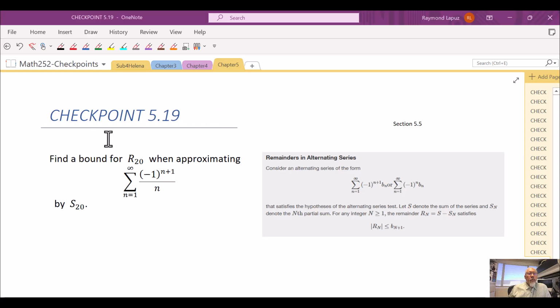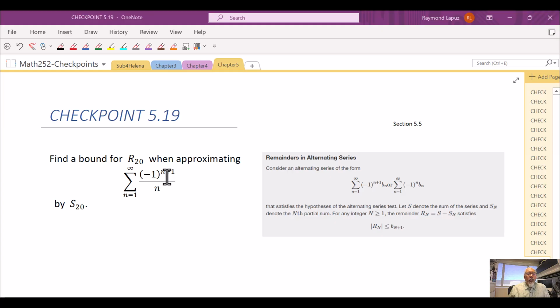In this video we'll be looking at checkpoint 5.19 coming from section 5.5, the alternating series test. And we are asked to find a bound for R20, that's the remainder after 20 terms, when approximating this series, the series from 1 to infinity of negative 1 to the n plus 1 divided by n, if we're looking at the 20th partial sum, s sub 20.